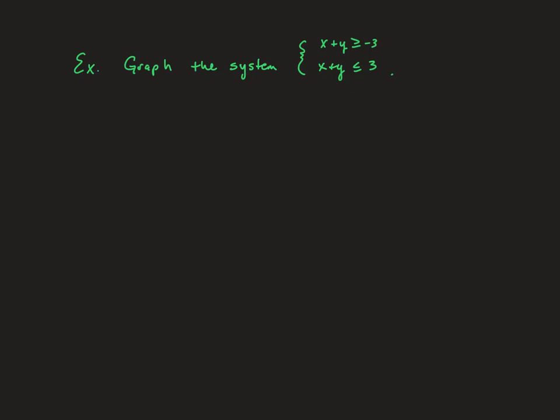Now that we have done the single linear inequality, we'll graph these together. It says graph this system. So we have two inequalities. Go ahead and make your graph.